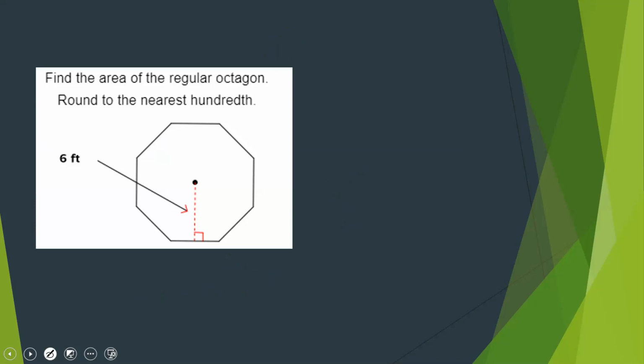Now let's look at this one. It says, find the area of the regular octagon. Round your answer to the nearest hundredth. So we want to find area. Now we know area equals our perimeter times our apothem divided by 2.